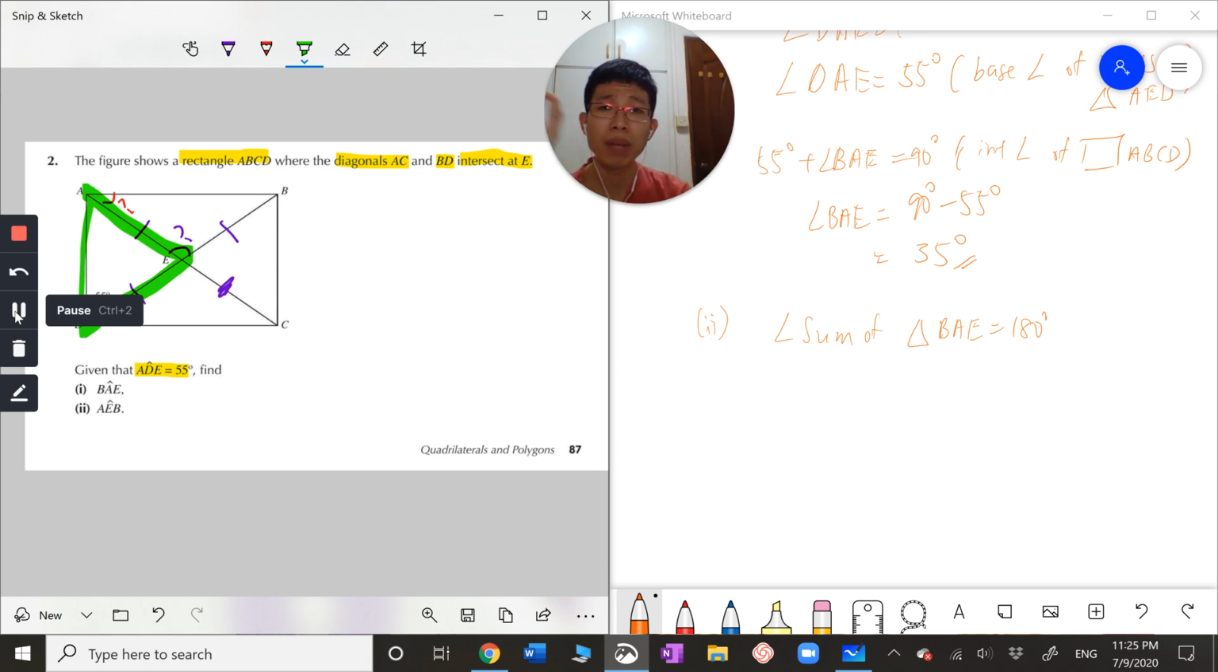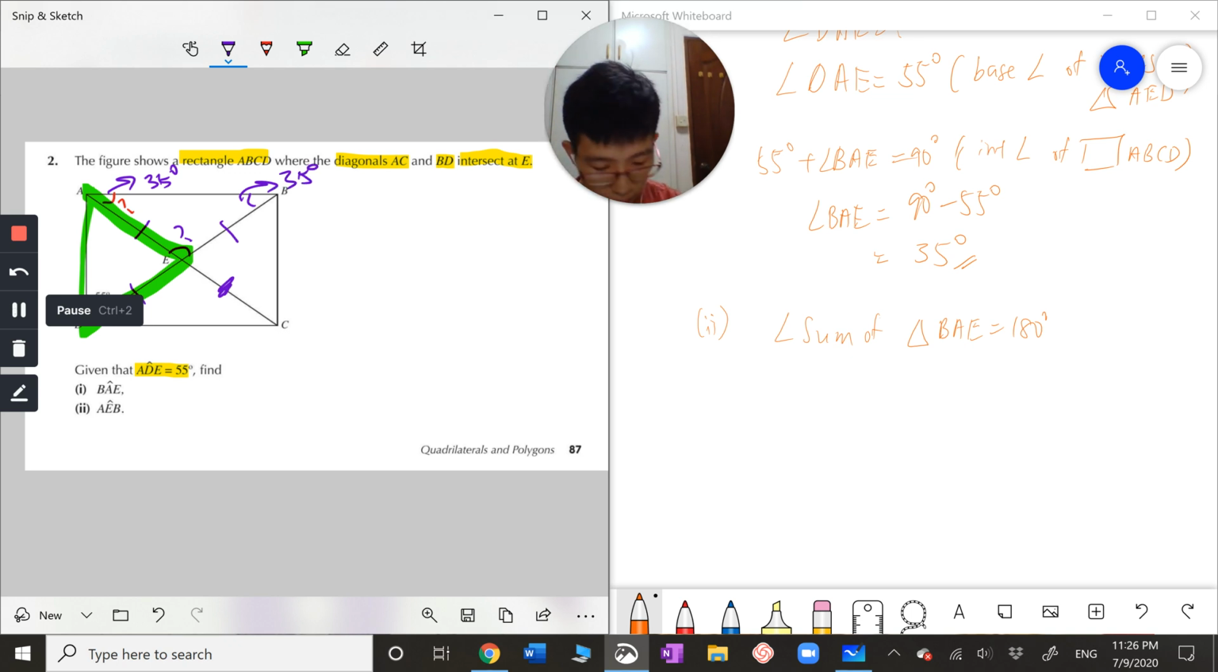Before that, we need to ensure that we have at least 2 angles out of the 3 given. In this case, the only angle that I have is the angle that I found in part 1. So this one, let me change color. This one is angle 35 degrees. Label it. So how to find the other angle? Since we know that this is an isosceles triangle, it means that this angle over here is also 35 degrees.